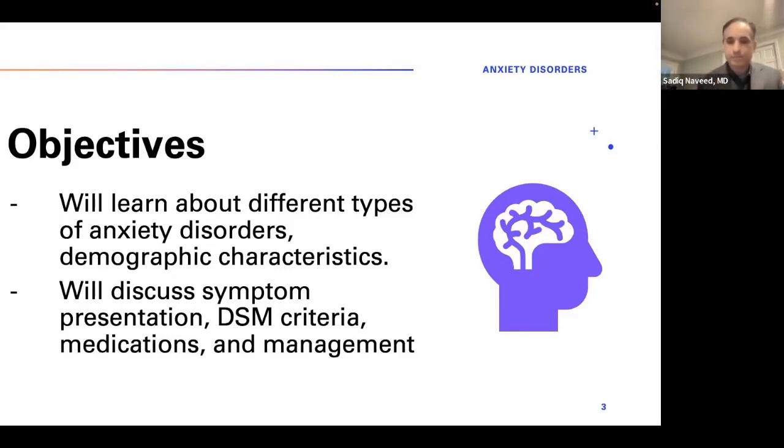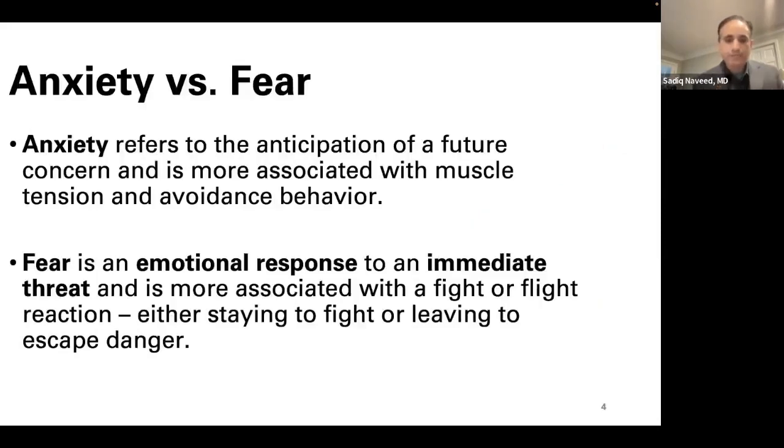In DSM-5, panic disorder, agoraphobia, phobias in general, generalized anxiety disorder, separation anxiety disorder, and social anxiety disorder are clustered under anxiety disorder. Obsessive-compulsive disorder and post-traumatic stress disorder are no more under the heading of anxiety disorder. Obsessive-compulsive disorder also has gone under another cluster. On the other hand, fear is an emotional response to an immediate threat, and it is associated with our fight or flight reaction, which is more associated with the autonomic nervous system.